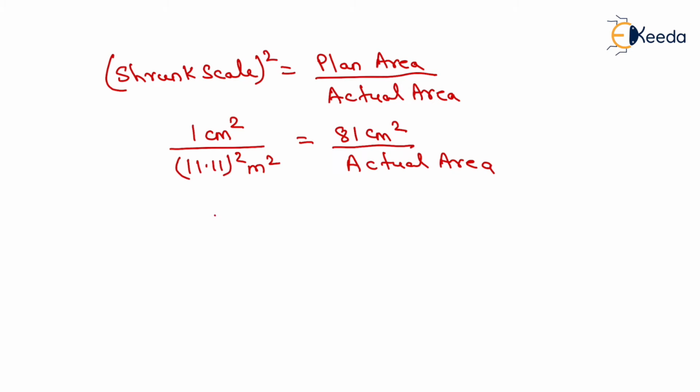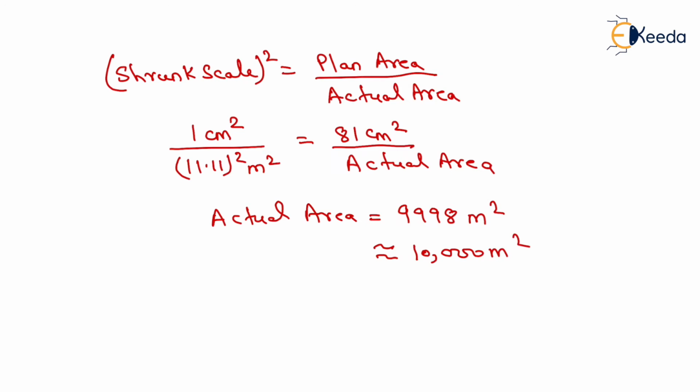The actual area will be equals to 9998 meter square, which will be equivalent to 10,000 meter square. So the actual area will be equals to 10,000 meter square. That will be the actual area of survey in meter square, which will be equals to 10,000 meter square. That is the required solution of this question.